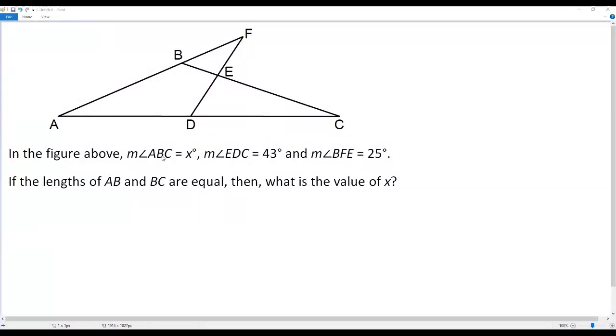In the figure above, the measure of angle ABC equals x degrees, the measure of angle EDC equals 43 degrees, and the measure of angle BFE equals 25 degrees. If the lengths of AB and BC are equal, then what is the value of x?